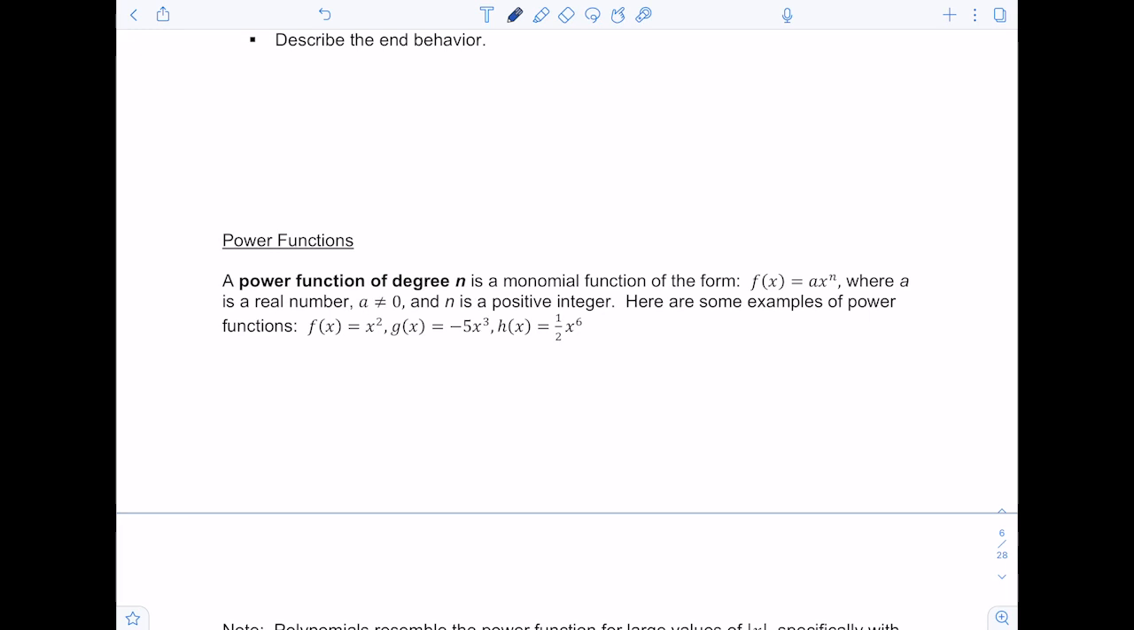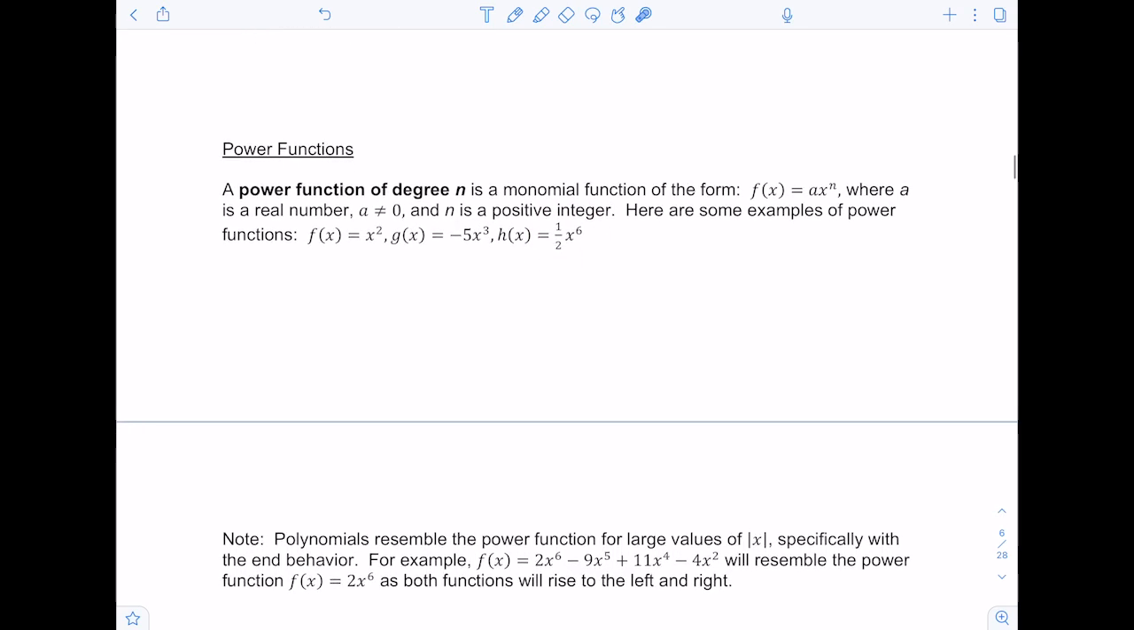Okay, and the only other thing I want to point out to you are what power functions are. There are functions of degree n, and they're in monomial form. So mono means one, right? It's one polynomial. Okay, it's going to resemble something like this. So if you had like x squared, that's called a power function. Negative 5x cubed, 1/2 x to the 6th.